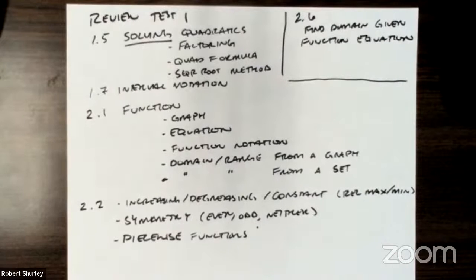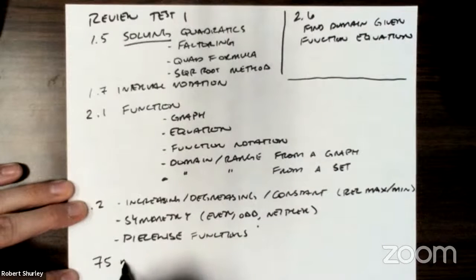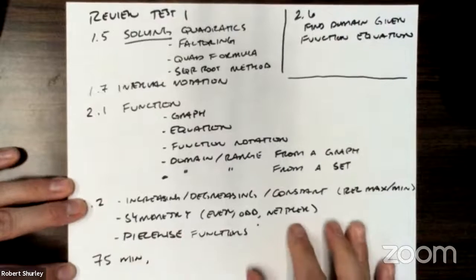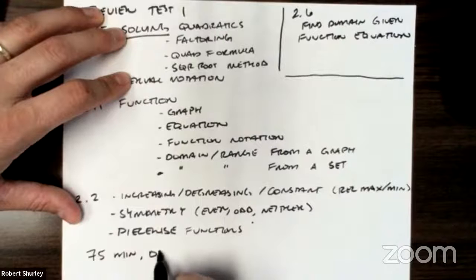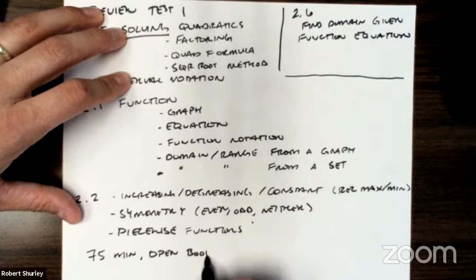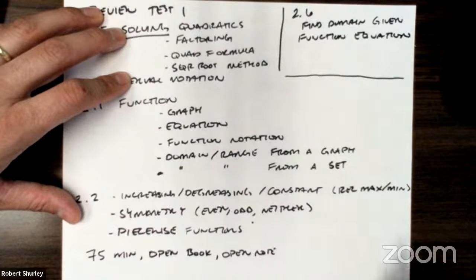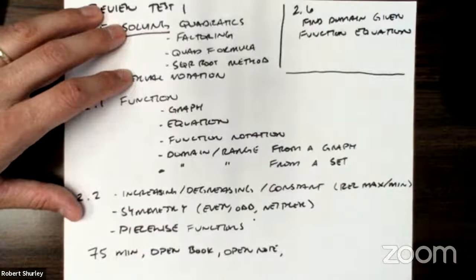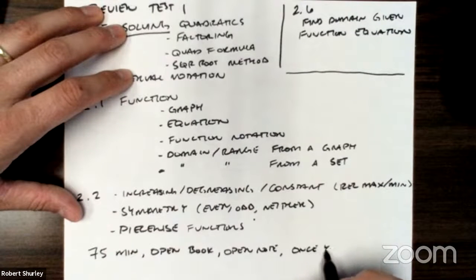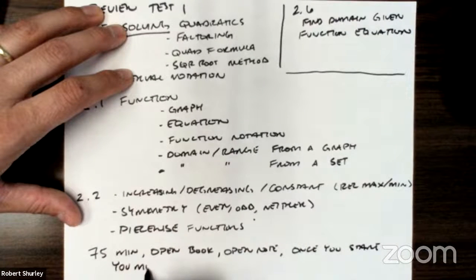The instructions are going to be, you're going to have 75 minutes. It's an hour and 15 minutes like if it was a regular test. For this test, unlike the final, you can use all your notes. That's fine, open book. But realize the final is not going to be open book, open note, okay? I'm not worried about that. You can use your calculator. Once you start, you must finish.